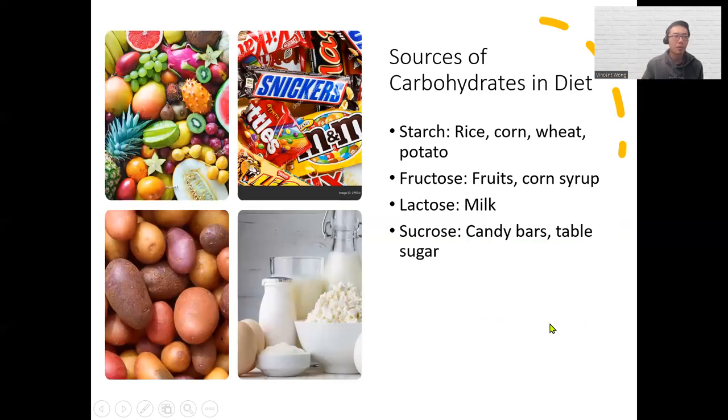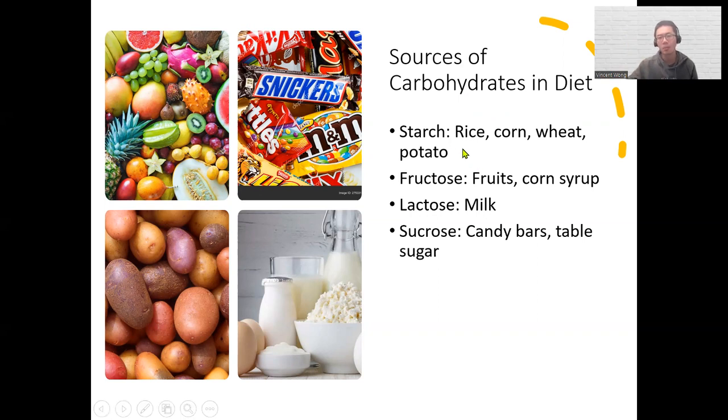Where do we get carbohydrates in our diet? There is no shortage of carbohydrates. If you live in a developed country, in North America, like Canada, for example, no shortage of carbohydrates. There are good kinds and then there are not so good kinds. Generally speaking, when you have a proper meal, you should have some starch. That could be from rice, from things like corn, wheat, potato. If you want a healthier choice, you can have some quinoa.